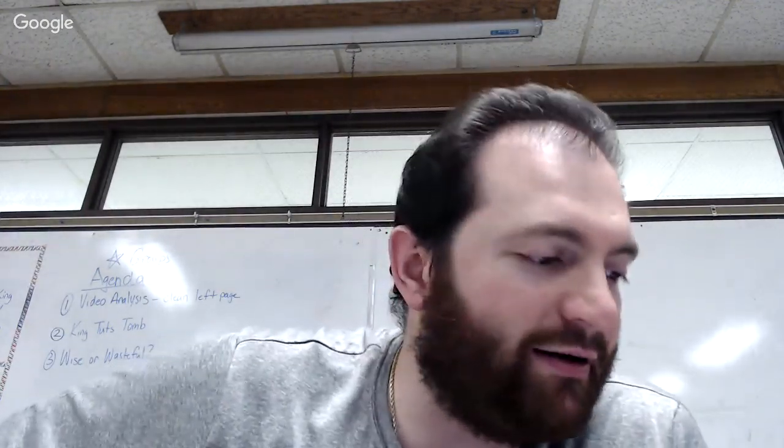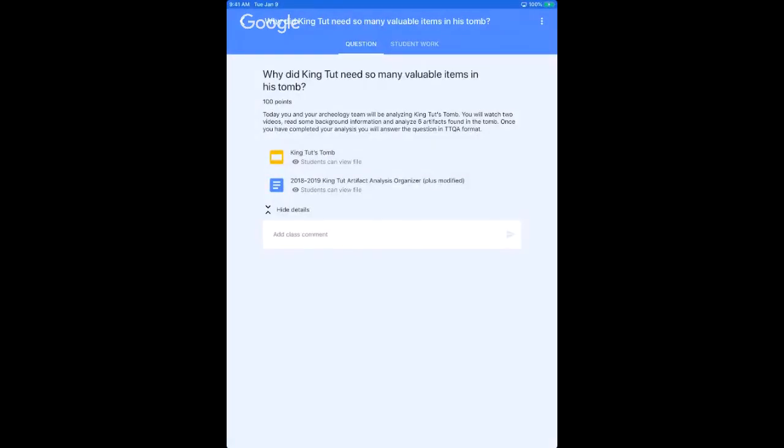So after you did your artifact analysis, determined whether it was wise or wasteful, talked about it, and we came to a consensus, I had you answer a question on Google Classroom. Nope, wrong question. I'll bring it up right now. The question is, and Peter's moving pretty slow, here we go: why did King Tut need so many valuable items in his tomb? And you had to answer that question in TTQA format.